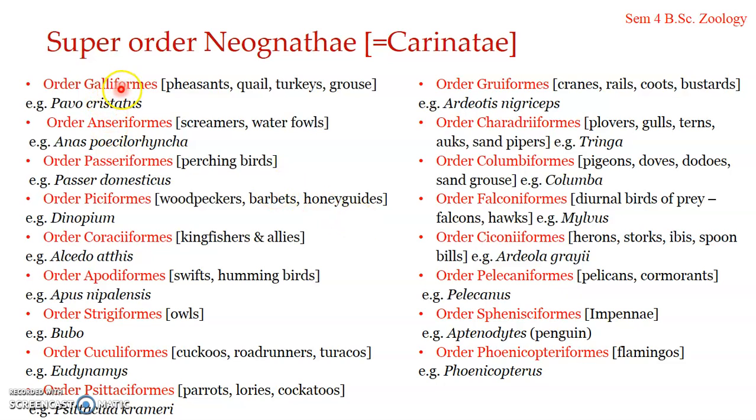Okay, it includes different orders. You can see Galliformes. Each one we will be looking into in detail. Galliformes, Anseriformes, Passeriformes, Piciformes, Coraciiformes, Apodiformes, Strigiformes, Cuculiformes, Psittaciformes, Gruiformes, Charadriformes, Columbiformes, Falconiformes, Ciconiiformes, Pelecaniformes, and here we have the Sphenisciformes. Which was earlier in some other classification system actually superorder Impennae, but here, as per the syllabus, it is included under superorder Neognathae, so we'll be learning it in this way. And then we have the Phoenicopteriformes.